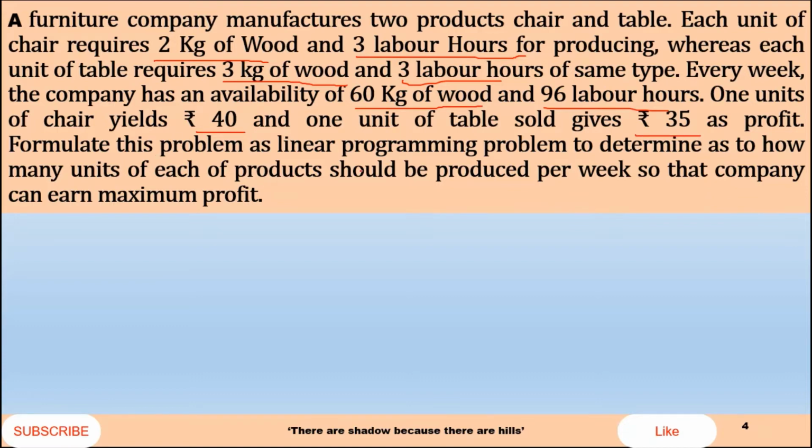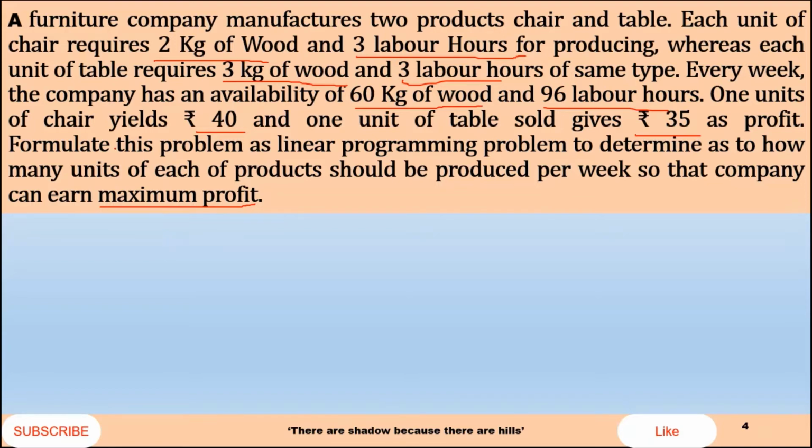Formulate this problem as a linear programming problem to determine how many units of each of the products should be produced per week so that the company can earn maximum profit. So here, first of all, identify the type of objective function. It clearly indicates that the objective function is of maximization type. So maximize profit Z.